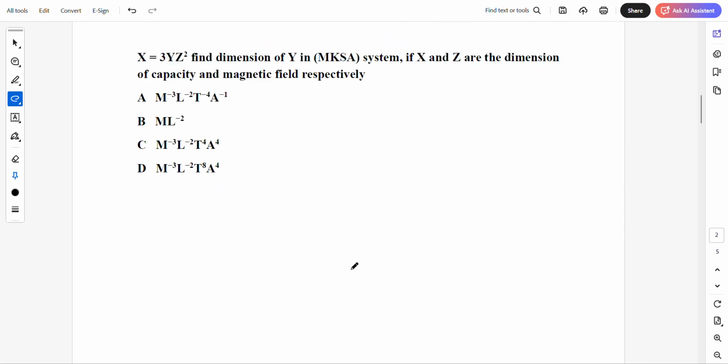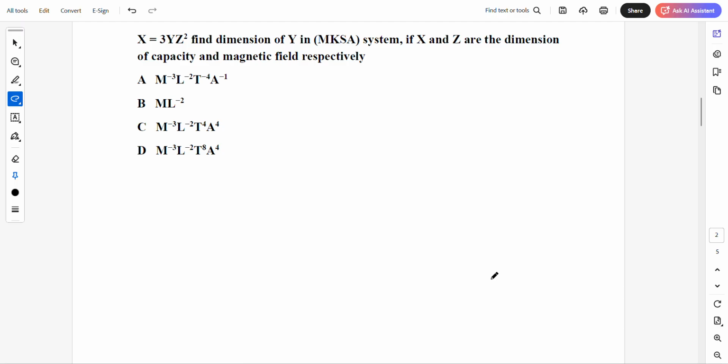Next problem. Take up this problem. x is equal to 3yz square. Find the dimension of y in MKSA, that is meter, kilogram, second and ampere system.